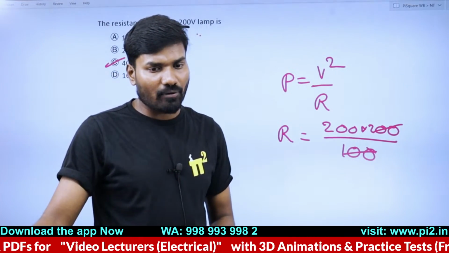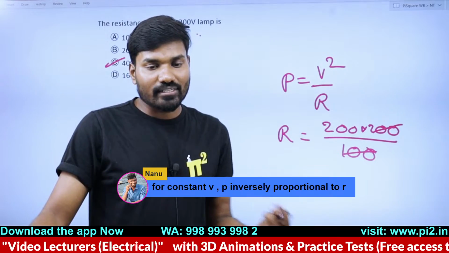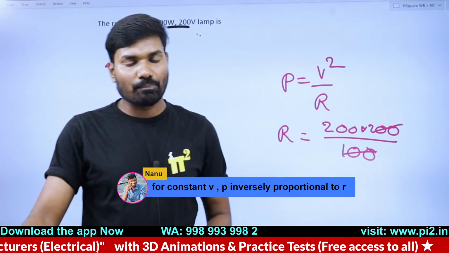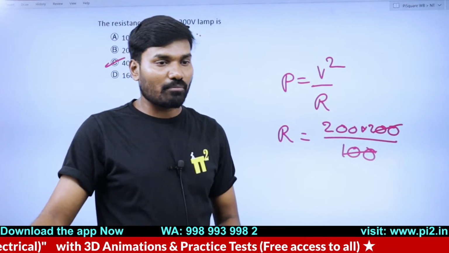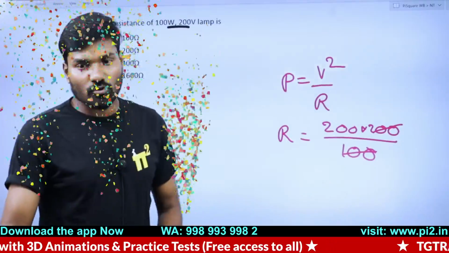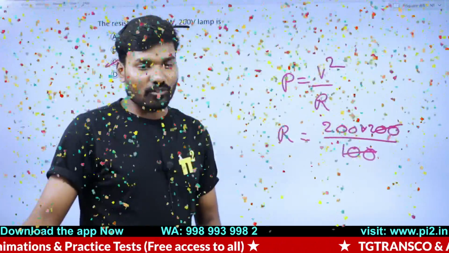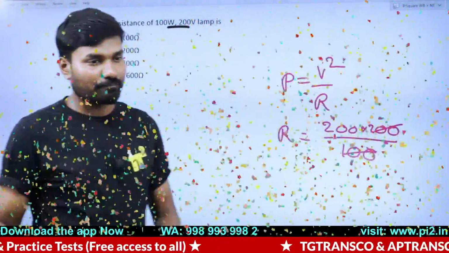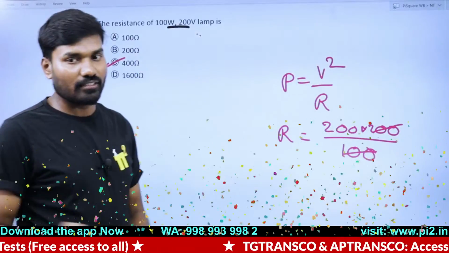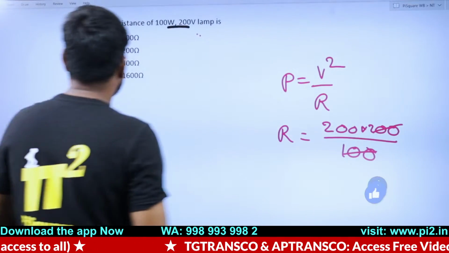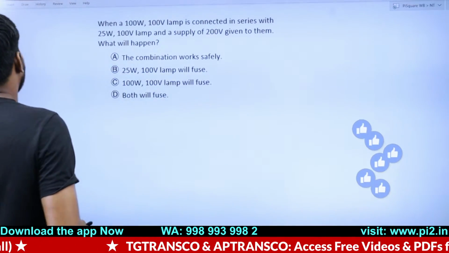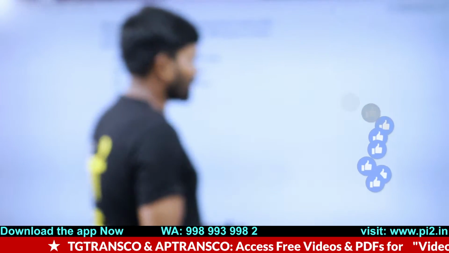Nanu has said it perfectly for this. For voltage constant, P is inversely proportional to R. Perfect, Nanu. Give a round of applause for everyone. Those who said right, this blast is for Nanu because he's more specific. Okay? Good. Let's get to the next question. Try this out.